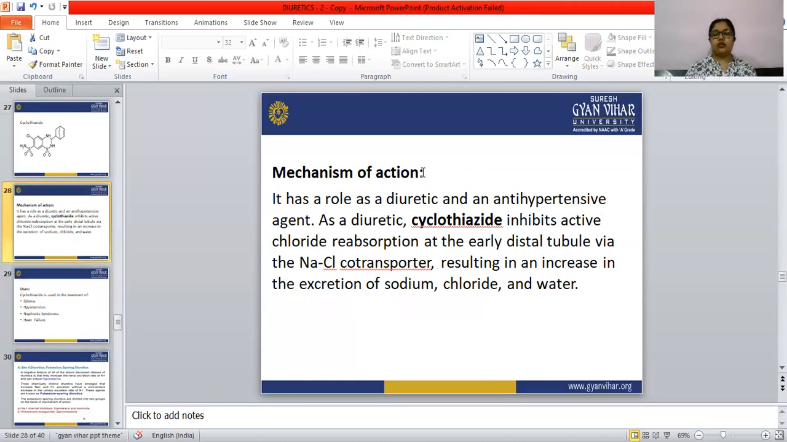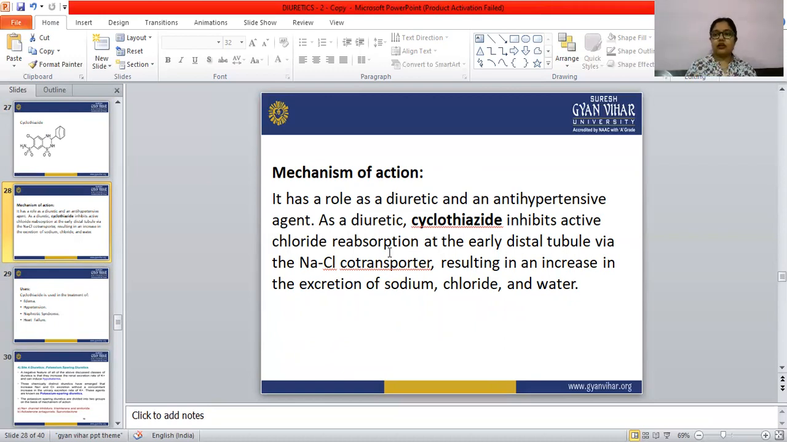So what this cyclothiazide does is inhibit the active chloride reabsorption at the early distal tubule via sodium chloride co-transporters. That results in an increase in the excretion of sodium chloride and water. So this is the mechanism of action.